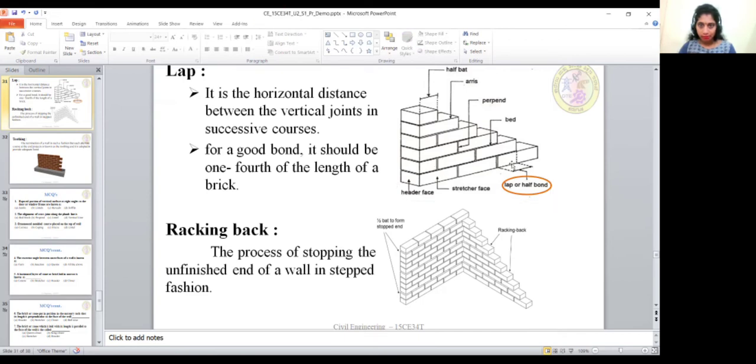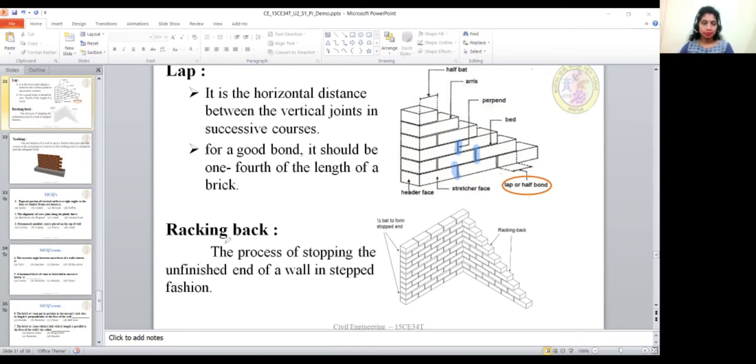Correct? Sorry, let me show you. See, here there is a vertical joint, and in the next course it has come here. It is not continuous. In the next course, the line that was at the bottom comes back. This vertical imaginary line is called perpends. I already explained. Now the horizontal distance between these vertical joints is known as lap. See here you can observe, one vertical joint here, another vertical joint here. The horizontal distance between these joints is known as lap or half bond. For a good bond, it should always be 1/4 of the length of the brick.